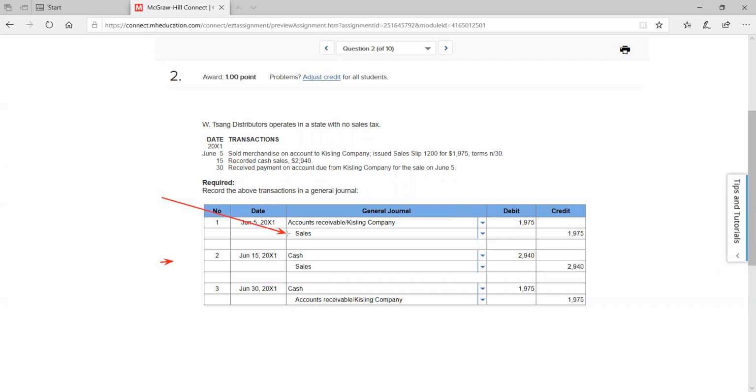No, we're not using fees income like you had in chapters 1 through 6. The revenue account we're using right now is simply going to be sales. On the 15th, we have a cash sale of $29.40. So you debit cash and credit your sales account. And then the last one says you received the payment on June 5th. So you simply debit cash and credit accounts receivable. All right, that takes care of problem 2.